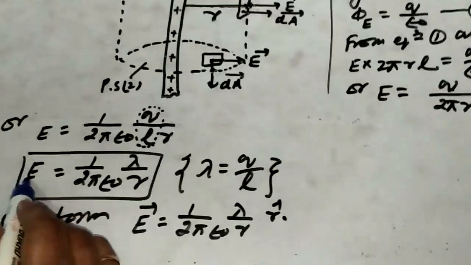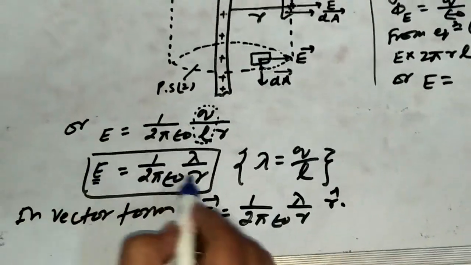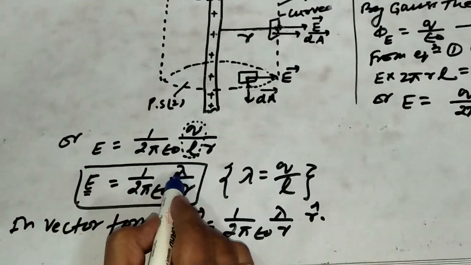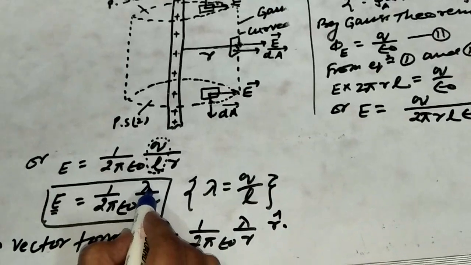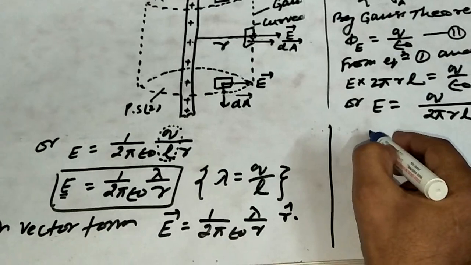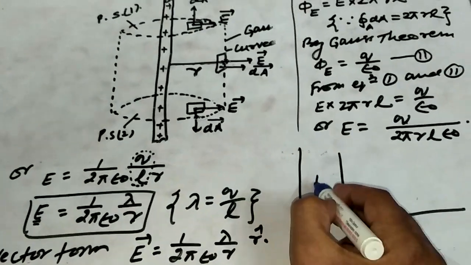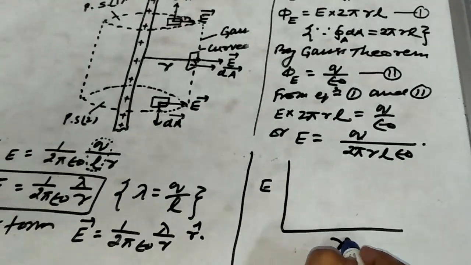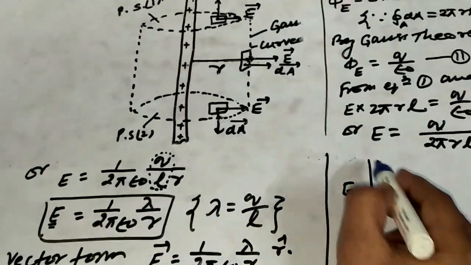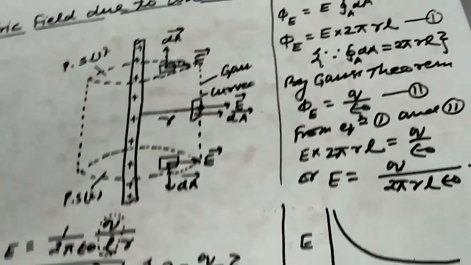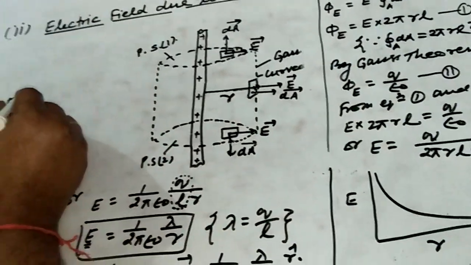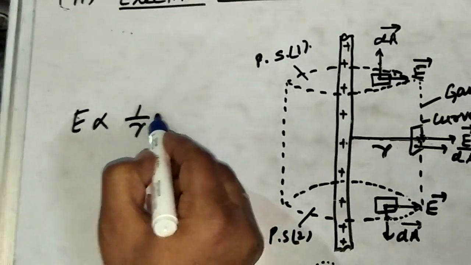Look here. The electric field due to an infinite line charge is inversely proportional to R. Here 2 pi epsilon naught is constant, and the linear charge density for a given wire is also constant. So you can say E is inversely proportional to R. So when you draw a graph between electric field and R, what is the nature? E is inversely proportional to R, so the graph will look like this. But from here you can also say E is directly proportional to 1 by R.